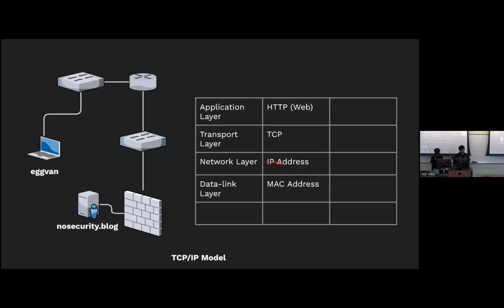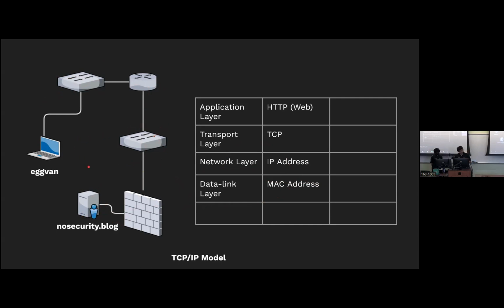At the network layer, we use an IP address, or internet protocol. There are two versions, IPv4 and IPv6, but we'll just discuss the IP address, or IPv4. It's a way for a host machine, let's say Eggvan, reaching out from his switch network device, to use the default gateway and this router to reach a remote network. The IP address is used so that nosecurity.blog can also reach out and get in touch with Eggvan.